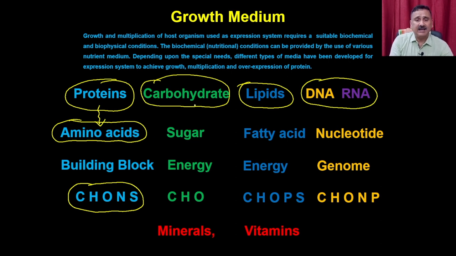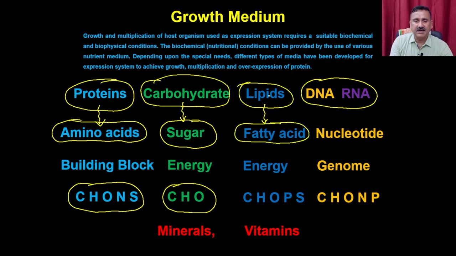In comparison, the carbohydrates are commonly known as sugar. They are made up of three different types of atoms: carbon, hydrogen, and oxygen. Then lipids. Lipids are made up of the fatty acids, so lipid is a derivative of the fatty acids. The fatty acids are made up of carbon, hydrogen, oxygen, phosphorus, and sulfur. DNA and RNA are mostly made up of nucleotides, which are made up of carbon, hydrogen, oxygen, nitrogen, and phosphorus.